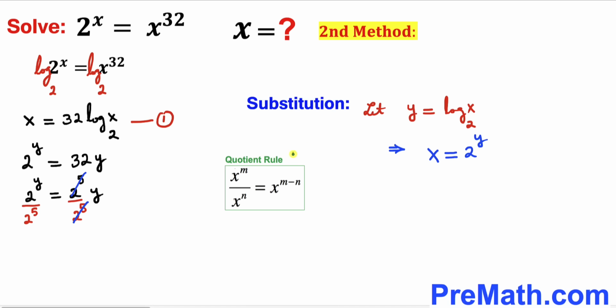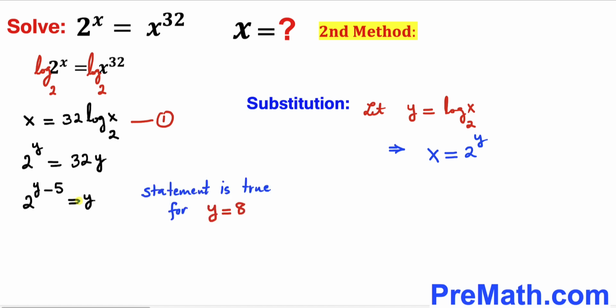And now let's recall the quotient rule. If we have x power m divided by x power n, then we can write this one as x power m minus n. We are going to apply this rule on the left hand side of this equation. So therefore the left hand side is written as 2 power y minus 5 equals to y.